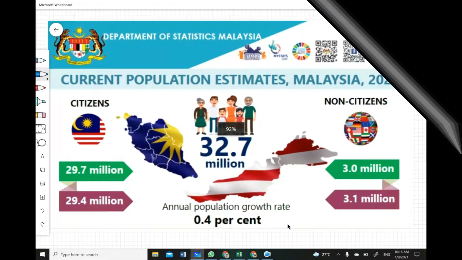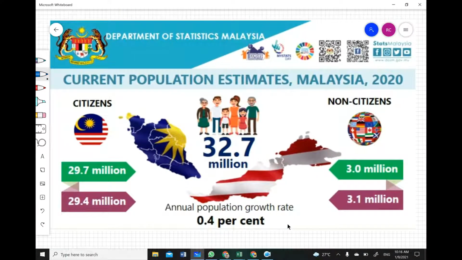So this one, I'm showing you the Department of Statistics of Malaysia. They came out with the current population estimate of Malaysia in 2020, which is last year. Okay, so you can see out of the citizens and non-citizens, altogether we have 32.7 million people in Malaysia. 32.7, but it's not as much as China and Japan and Korea and so on.